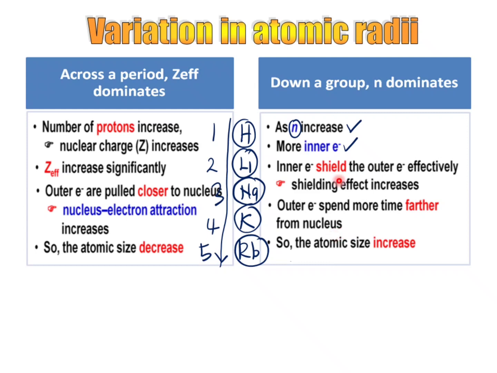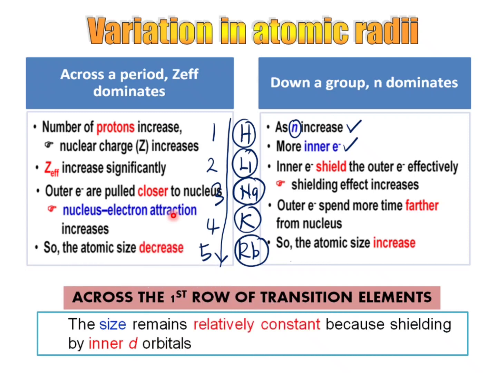So kekuatan nucleus jadi sangat lemah sebab adanya increase shielding effect. Halangan semakin banyak. So bila halangan semakin banyak, kekuatan nukleus terhadap outer electron jadi sangat lemah. So that's why the size of atomic radius akan increase. So down a group, size dia akan jadi semakin besar. Boleh? Okay, and then we look at the across the first row of transition element.